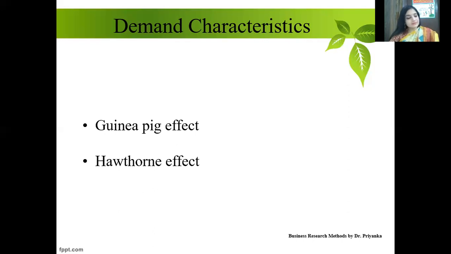Then the Hawthorne effect. What do you mean by Hawthorne effect? The students who have studied management must have read about it in detail, because the Hawthorne effect is discussed in management principles as well. Researchers were attempting to study the effects on productivity of various working conditions such as hours of work, rest periods, lighting, and methods of pay at the Western Electric Hawthorne plant.